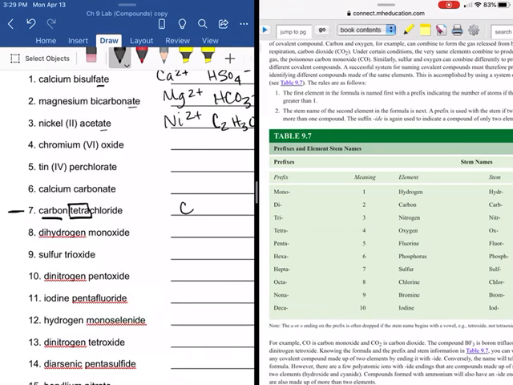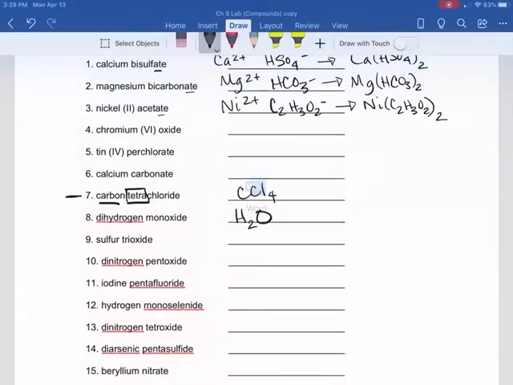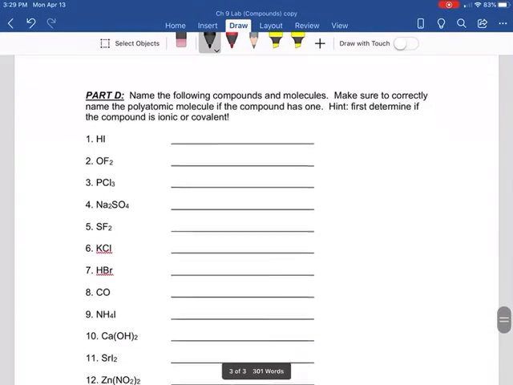All right, so see how you've got some prefixes here. So tetra is 4, so that just means that it's CCl4, because tetra means that there's 4 chlorides. So then number 8, dihydrogen monoxide. Di means 2, so H2, and monoxide just means 1 oxygen. Okay? So that's all you have to do for that part.